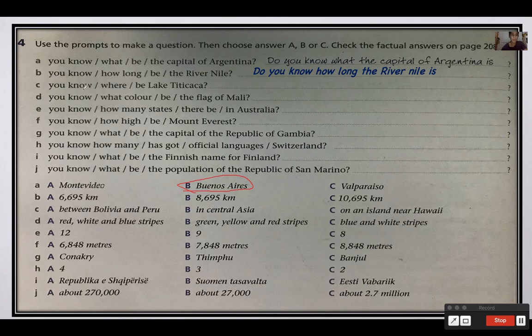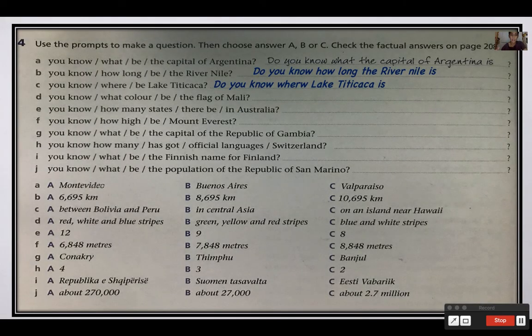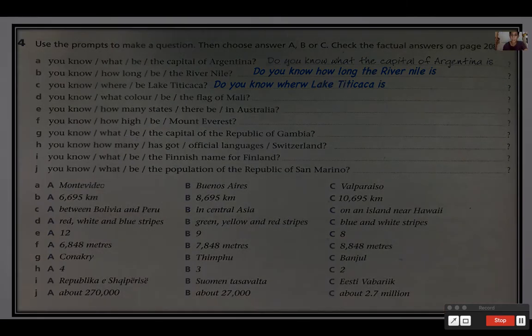Then we have over here, do you know where Lake Titicaca is? So you have to look for the correct answer. Between Bolivia and Peru, in Central Asia, or on an island near Hawaii. Okay, letter D. Do you know what the color of the flag of Mali is? And then you have to look for the answer.